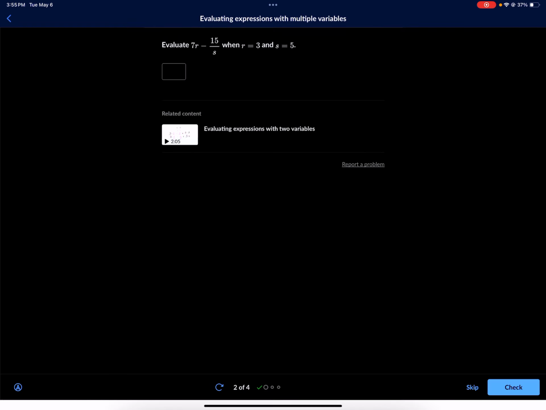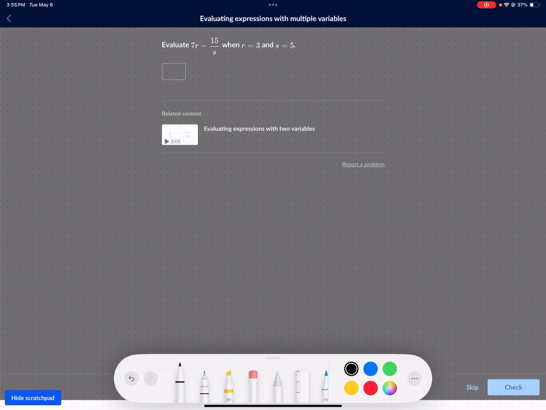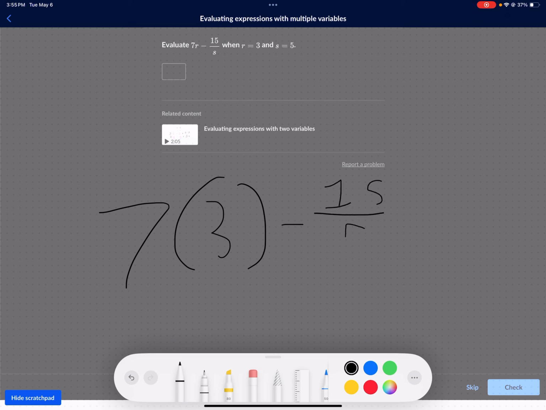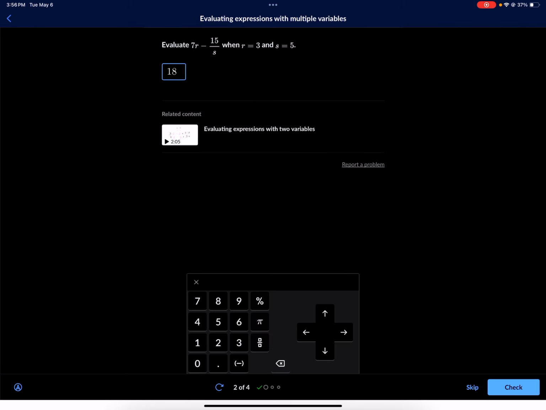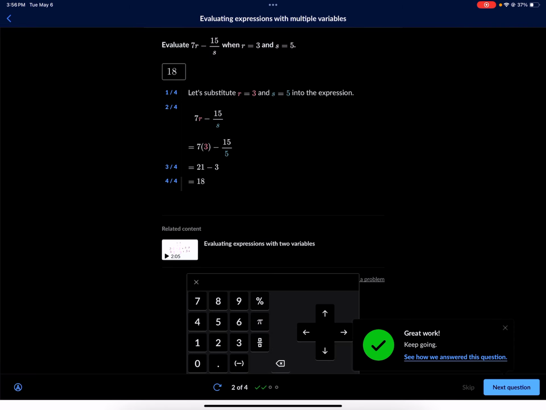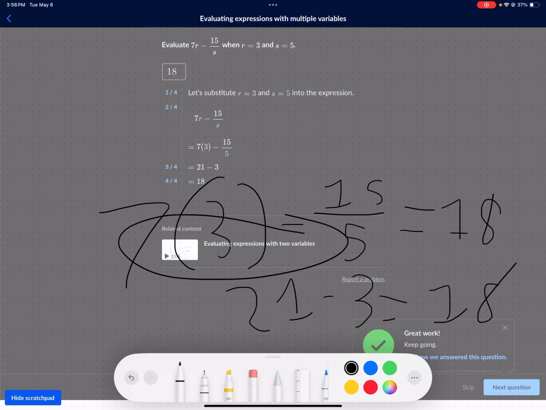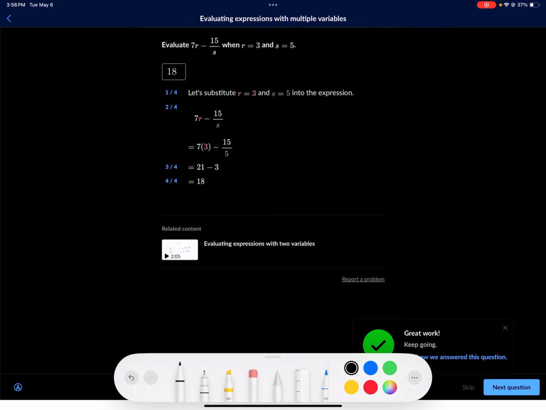Okay, next problem. Evaluate 7r minus 15 over s when r is 3 and s is 5. So let's plug and chug. And then, what will this be equal to? I'm going to let you guys just take a swing at it. 18. 7 times 3 is 21, minus 15 over 5 is 3. So that's 18. If you got that right, good job. If you didn't, here's the video, and happy studying. It's kind of blocked away.